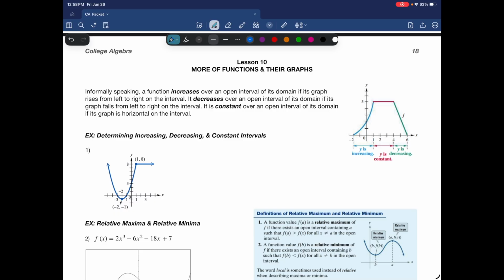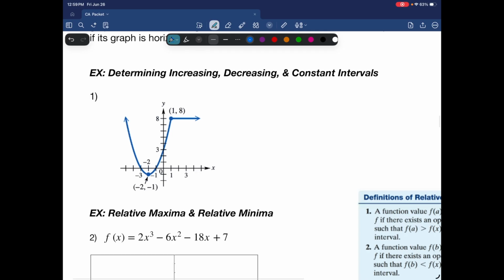So, informally speaking, a function increases over an open interval of its domain if the graph is rising from left to right. It decreases if it's going down from left to right, and it's constant if it is horizontal during that interval. Okay, so on number one, we're going to look at when this graph is increasing, decreasing, and constant.